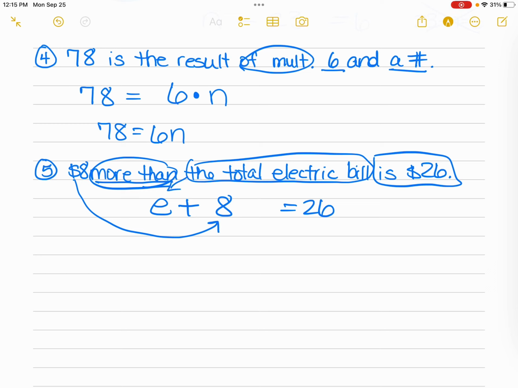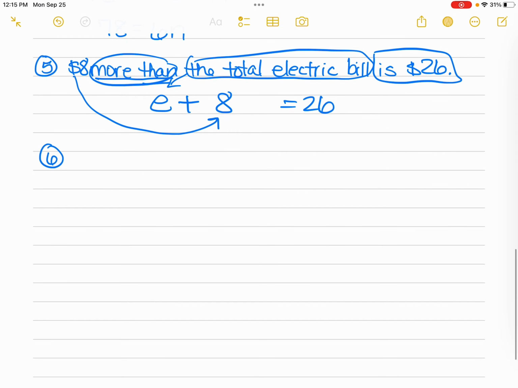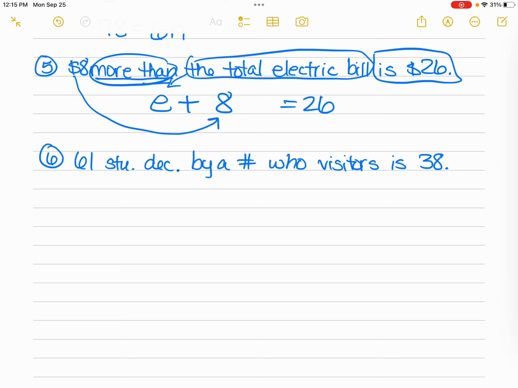Okay, and then last one, number 6, 61 students decreased by a number who are visitors is 38. So I have 61 students. I'm going to decrease that. So minus the visitors or the number, I'll just call it N for number, equals 38. And that's my answer. And that is it for this section.